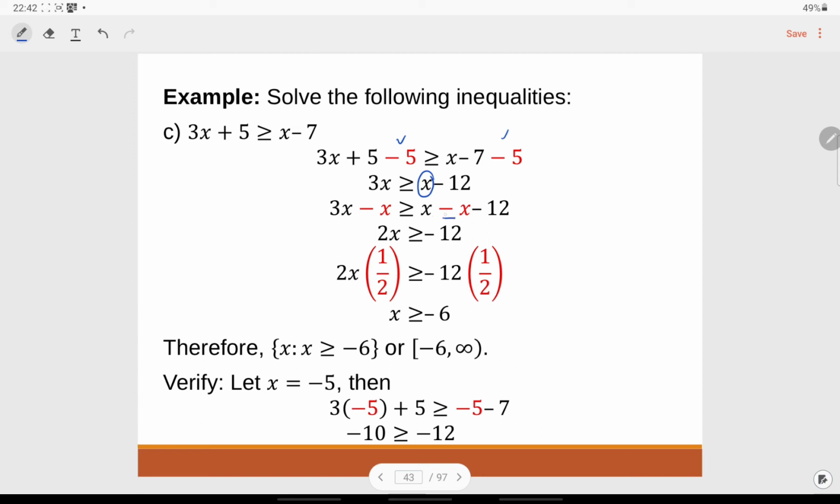So now it becomes 0. The remaining value is negative 12. At the left hand side, 3x minus x equals 2x, so we have this inequality: 2x greater than or equal to negative 12.